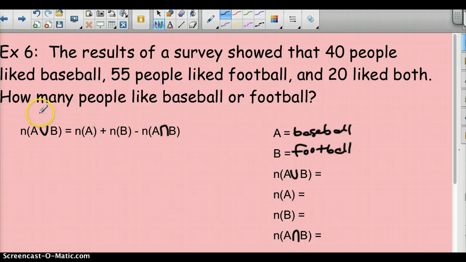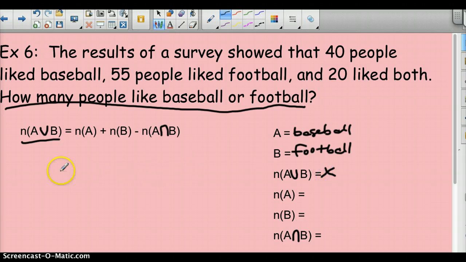Now the first thing I'm going to look at is the question, how many like baseball or football? That is either or. How many like either or? Well, either or was the union. That's what I'm going to find out. That's what X is in this case. Next up, I'm going to find out the number of elements in A. Well, A is baseball, number of people that like baseball. It says 40 people like baseball. So that's the N of A going on right there.